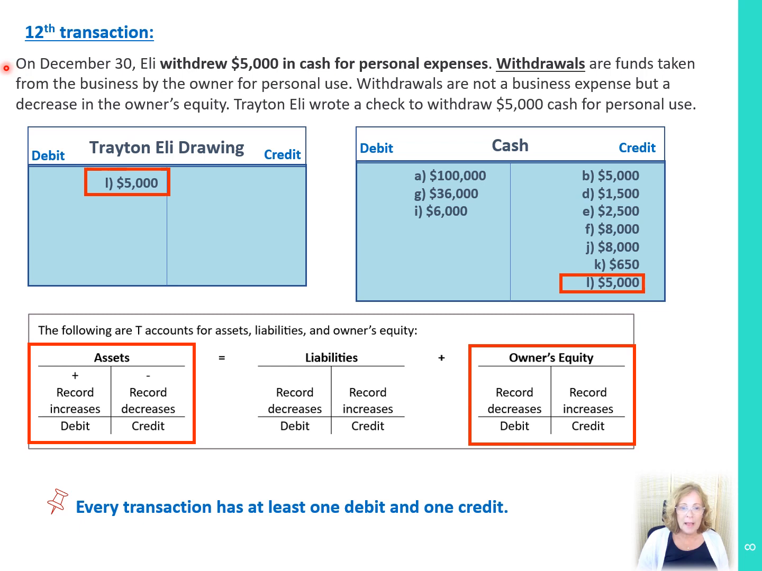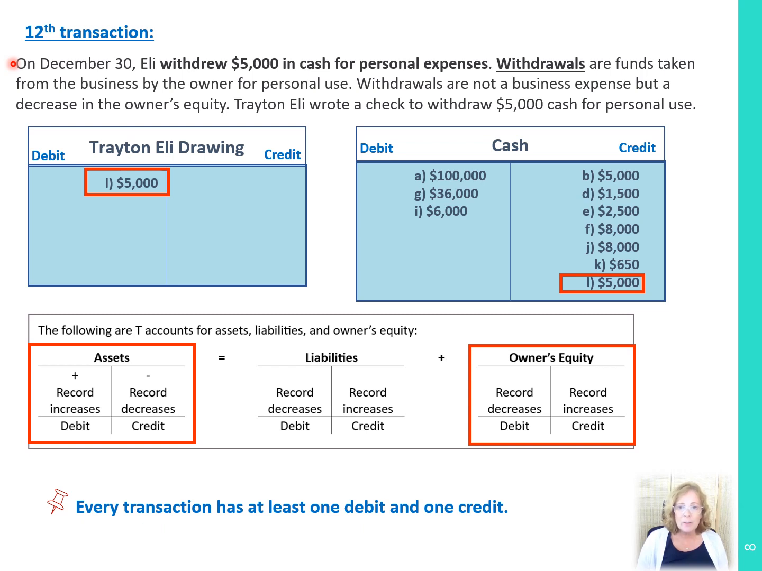Our 12th transaction, Eli withdrew $5,000 in cash for personal expenses. It's important that it states personal expenses. That means not expenses of the business. And Trayton Eli is essentially just taking some of his investment back out of the company. So the company now owes him less money. Withdrawals are funds taken from the business by the owner for personal use.